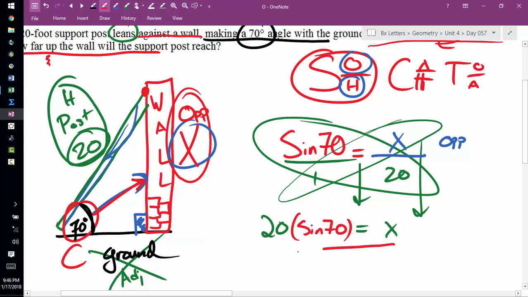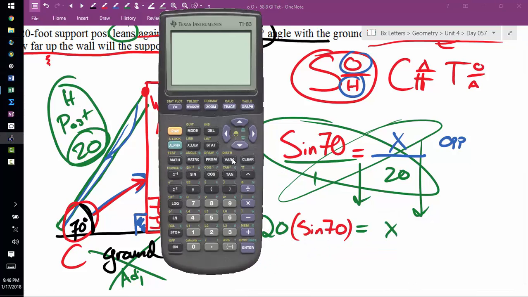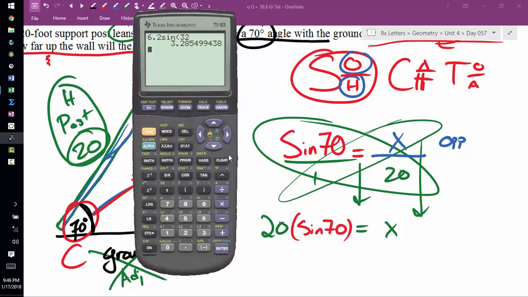And I can read from right to left and see that it says x equals 20 times the sine of 70, or sine of 70 times 20. Either way is fine. So there's no work to be done. This is just typing into the calculator 20 times the sine of 70. You're going to see it's 18.793.